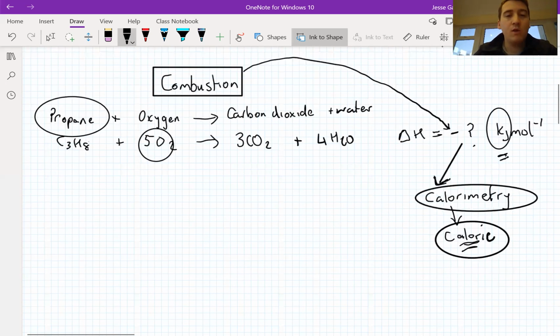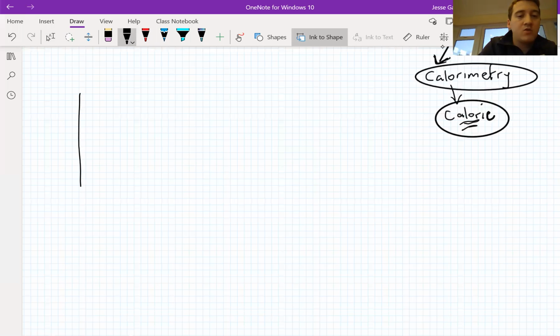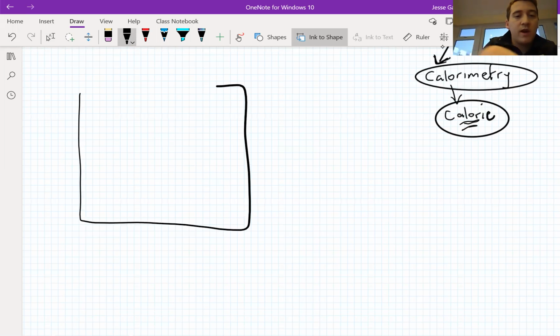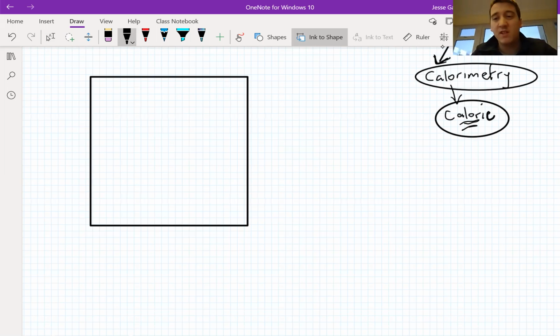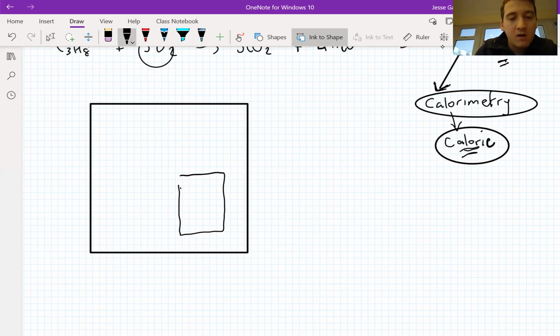Well, we would use a device. So I'm going to draw the device now. So I'm going to start by drawing a square. Now, this wouldn't really be square. It's more of a cylinder. It's like a tank. Okay. And inside the tank is another, what we call a chamber. Okay. And inside the chamber, there's a little heat resistant bowl, a ceramic bowl called a crucible.